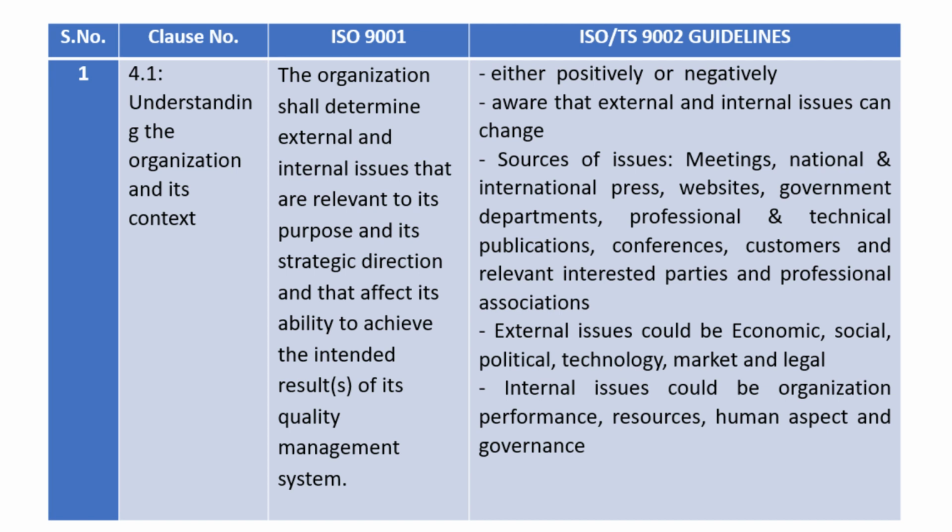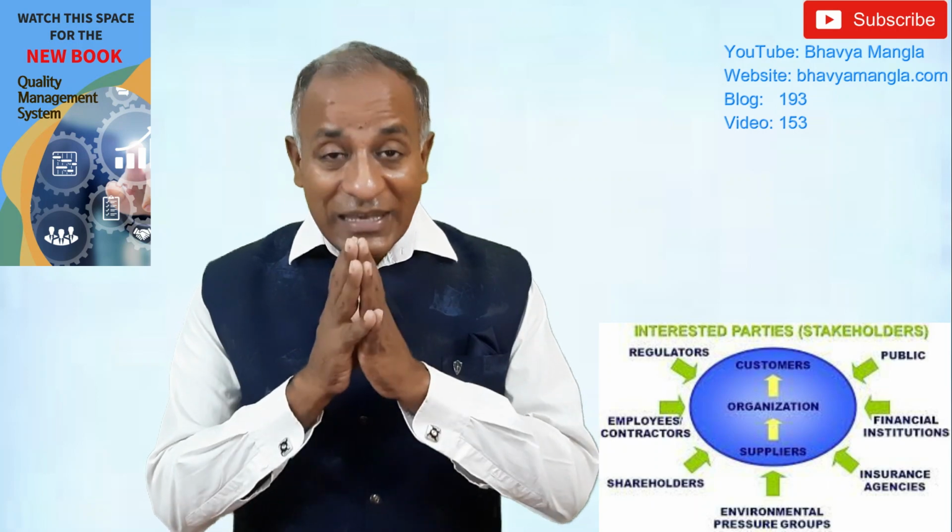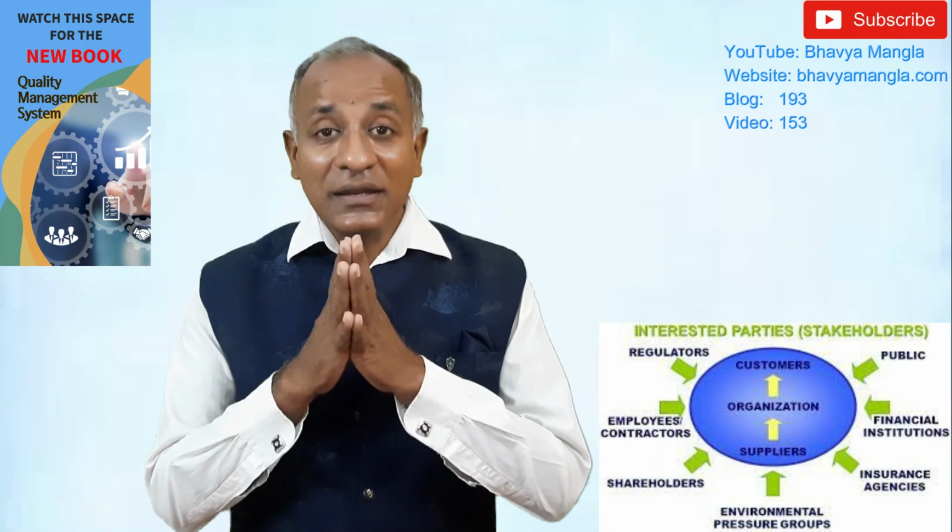But if you go through ISO TS 9002, you will find it says that the organization context can be positive or negative. It also talks about internal and external issues which can keep changing. Then it talks about the different sources of issues, and there they have given examples such as national and international press, websites, and government departments. Then they talk about external issues, which can be economic, social, political, technology, market, legal. Internal issues can be with respect to the organization, human aspects, governance, and many more things. When we talk about clause number 4.2, which is equally important, it is talking about the interested parties.